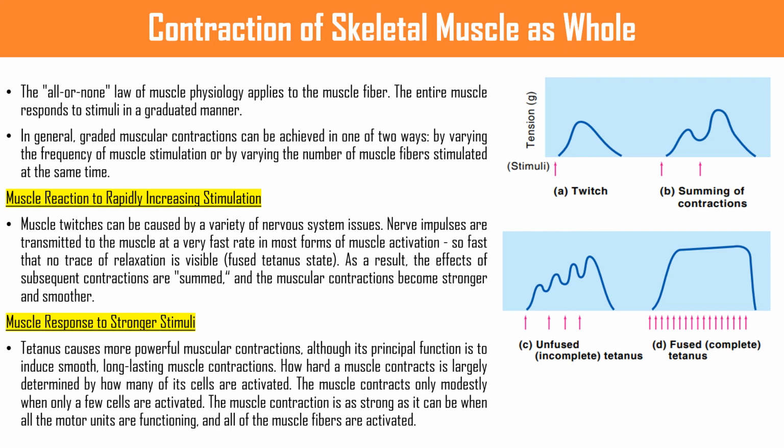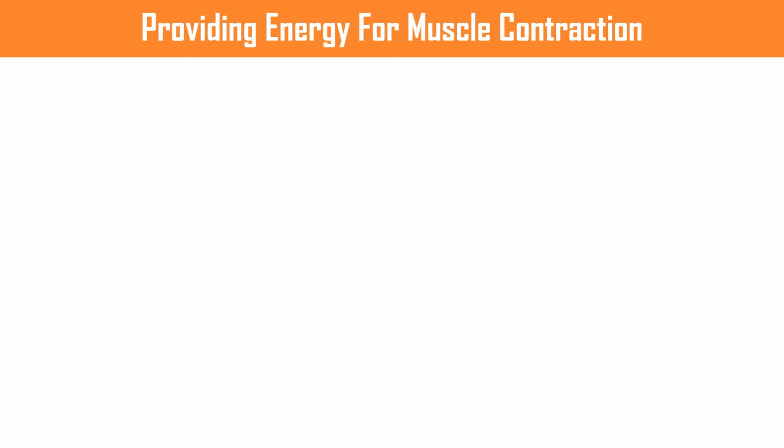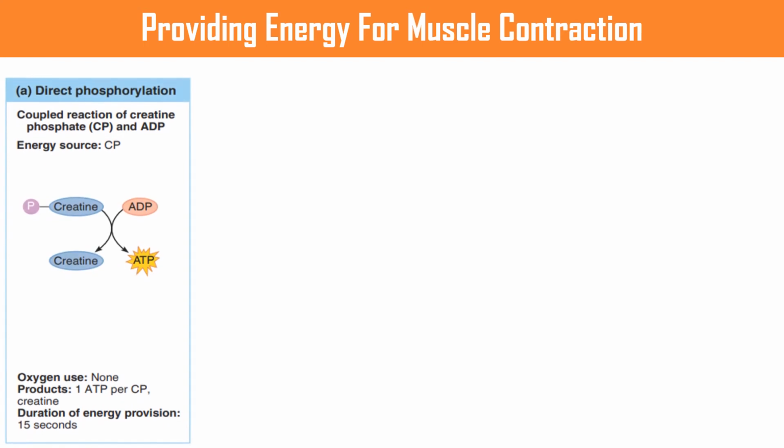How hard a muscle contracts is largely determined by how many of its cells are activated. The muscle contracts only modestly when only a few cells are activated. The muscle contraction is as strong as it can be when all motor units are functioning and all of the muscle fibers are activated. Providing energy for muscle contraction.